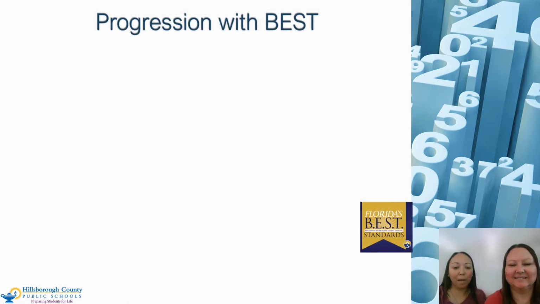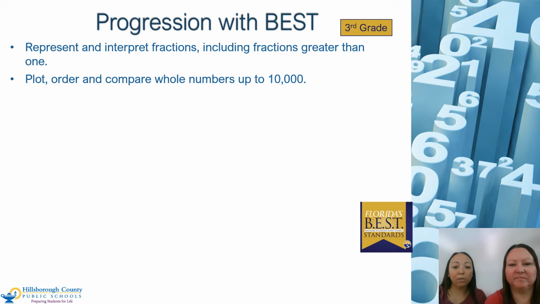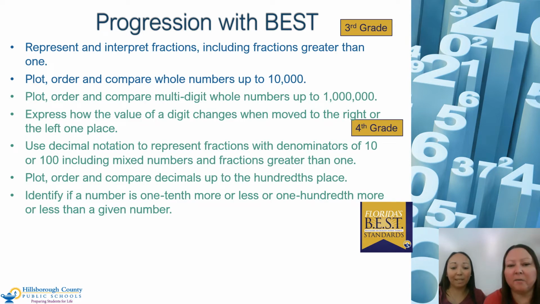With the progression, starting off in 3rd grade, students are representing fractions, including fractions greater than 1. They're also plotting, ordering, and comparing whole numbers up to the 10,000s place value. In 4th grade, we're plotting, ordering, and comparing again, but now up to 1,000,000. We're also expressing how the value of a digit changes when moved to the right or left one place. We're also using decimal notation to represent fractions, mixed numbers, and fractions greater than 1. We're plotting, ordering, and comparing decimals to the hundredths and identifying if a number is 1/10 more or less or 1/100th more or less than a given number.